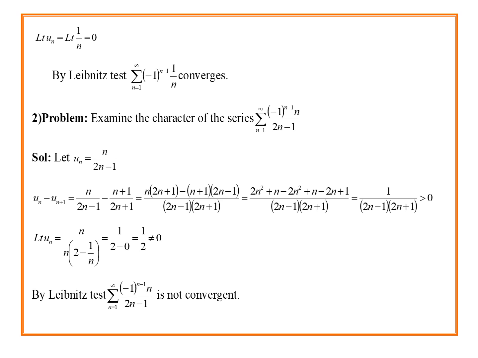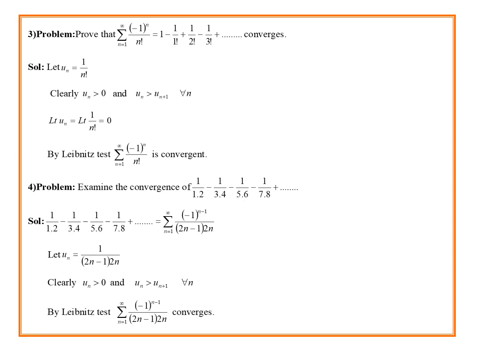Now coming to the second condition. What is the limit of un? That is equal to limit of n by 2n minus 1. In the numerator n, in the denominator taking n common, 2 minus 1 by n. The n gets cancelled, so 1 by 2 minus limit of 1 by n, which is 0. Finally we get 1 by 2. Is it equal to 0 or not? It is not equal to 0. So limit of un is not equal to 0. Here our second condition has failed. So by the Leibniz test, the alternating series is not convergent. Now the next problem.